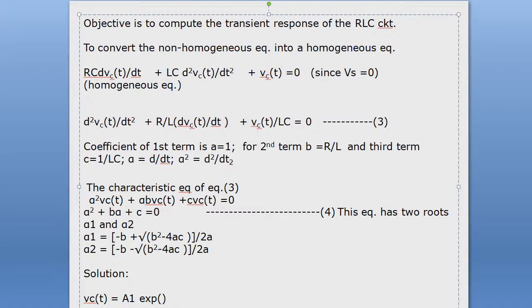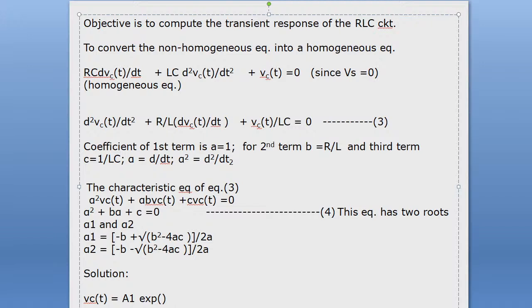We obtained a homogeneous second order differential equation to compute the transient response of this circuit. After that, we derived its characteristic equation by replacing some factors with others. Then we calculated the roots of the characteristic equation in terms of alpha 1 and alpha 2 by using the simple formula. You know this formula.